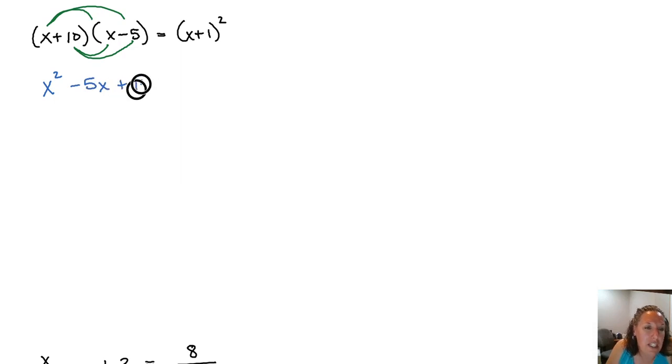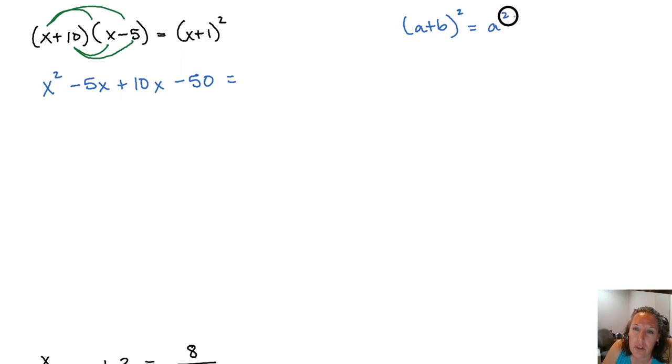10 times x is 10x. And 10 times negative 5 is negative 50. On the right-hand side, we have a perfect square binomial, a binomial squared. We square the first one, we do 2 times the first times the second, and we square the last. So x plus 1 quantity squared is going to be x squared plus 2 times x times 1, which is 2x, plus 1 squared is 1.